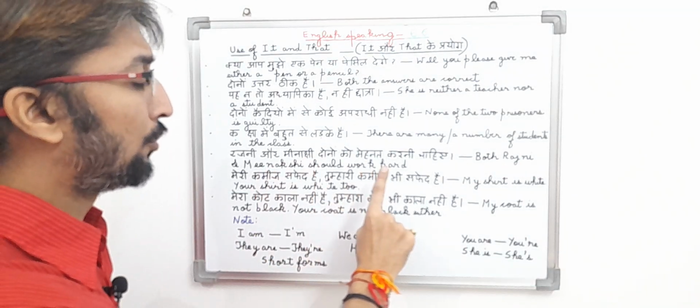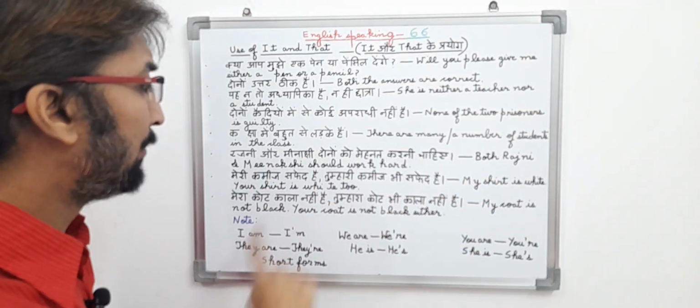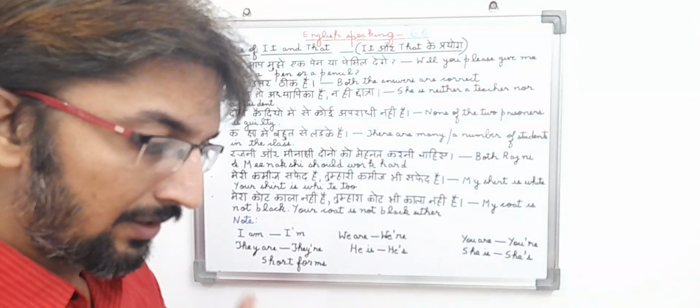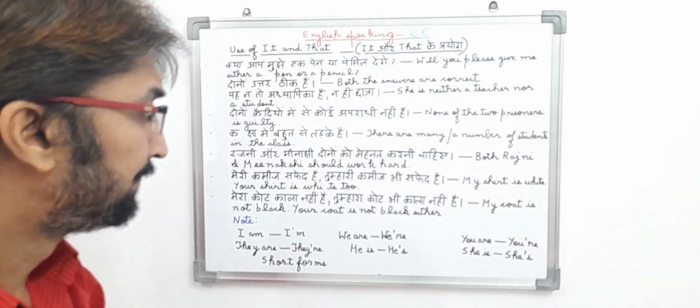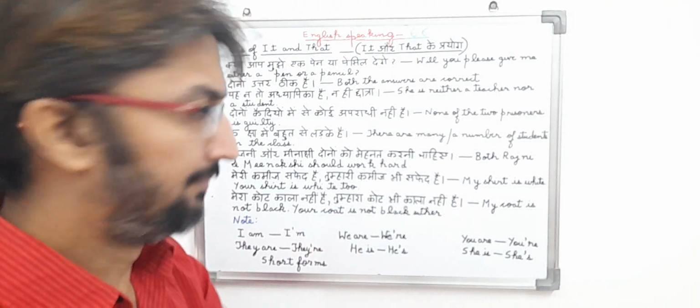So रजनी और मीनाक्षी दोनों को मेहनत करनी चाहिए. Both Rajni and Meenakshi should work hard. It is a request type sentence, means it is a suggestion giving sentence and it is a miscellaneous type sentence.